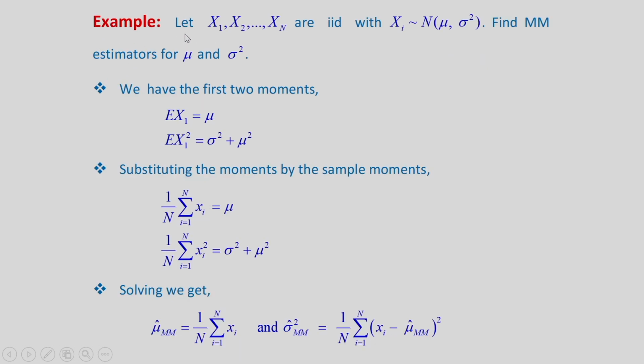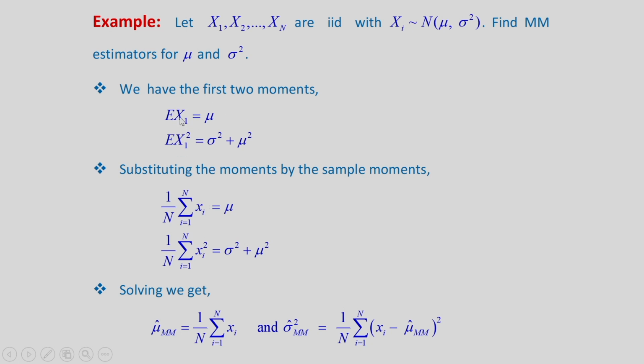We shall consider one example. Let x 1, x 2 up to x n be IID, independent and identically distributed, with each x i normally distributed with mean mu and variance sigma square. Find the estimators for mu and sigma square. We have the first two moments for the normal distribution. E of x1 is equal to mu and E of x1 square is equal to sigma square plus mu square.